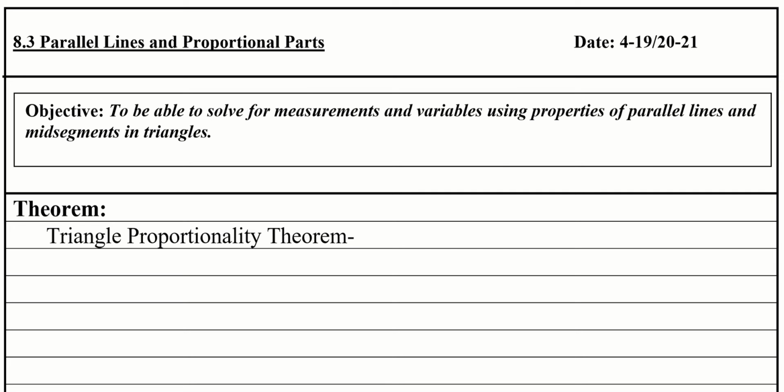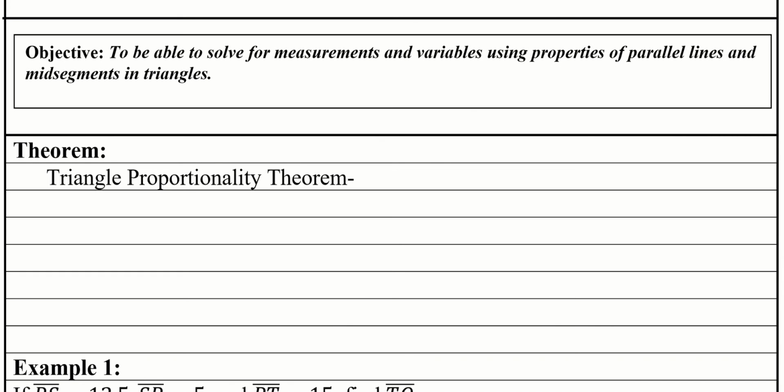And our objective for today is we're still using similarity and setting up proportions, but specifically we're focusing on what if I just had one triangle and I had proportional parts in that triangle. Could I use that to set up some different problems and solve for some different lengths here? So first off, the theorem that we're going to need to use that's going to help us here is what we call the triangle proportionality theorem.